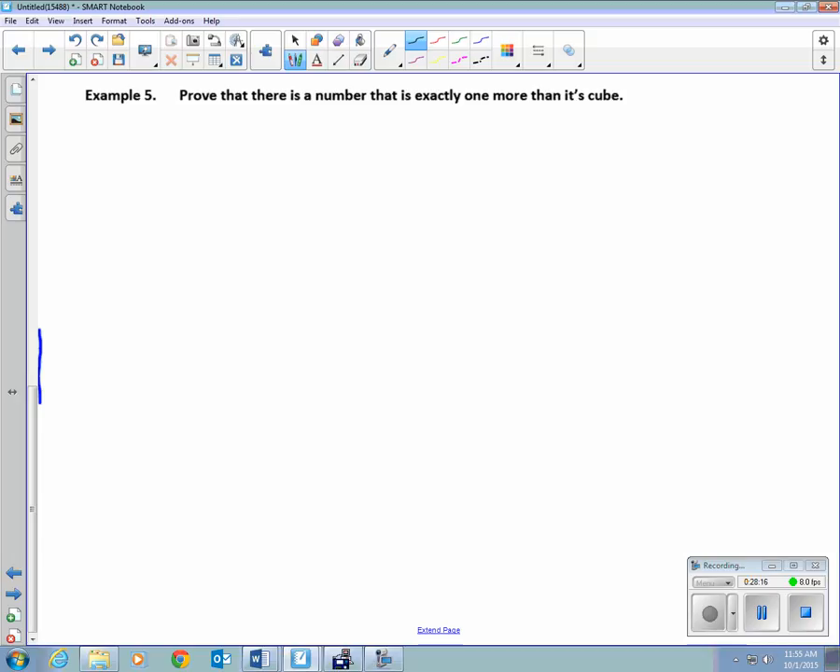Okay, so prove that there is a number that is exactly 1 more than its cube. Oh, think about it, folks. Give me a number, Annika. 2, great. Is 2 equal to 1 more than its cube? Nope. Try another number. Who wants to try one? 4. Is 4 1 more than its cube? No. Try another one. Half.